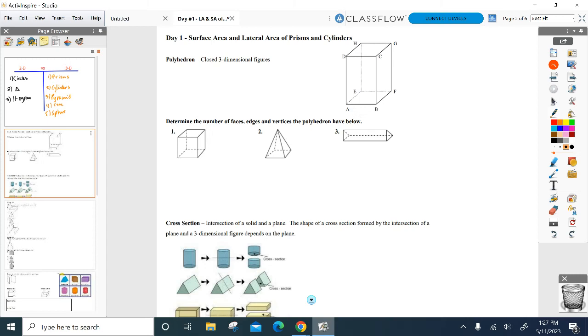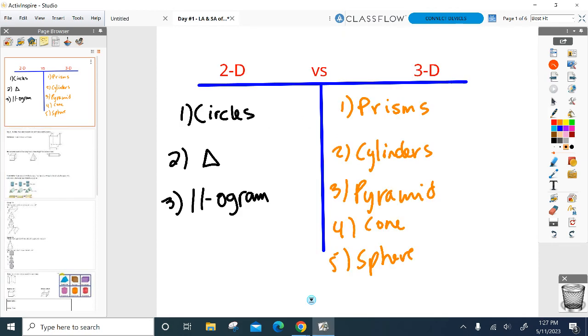A polyhedron. Remember, when I say the word quadrilateral, what figures could fall underneath that? Square, rectangle, rhombus, trapezoid, right? There's a whole bunch that could fall under there. Well, when I say polyhedron, these are all types of polyhedrons right here.